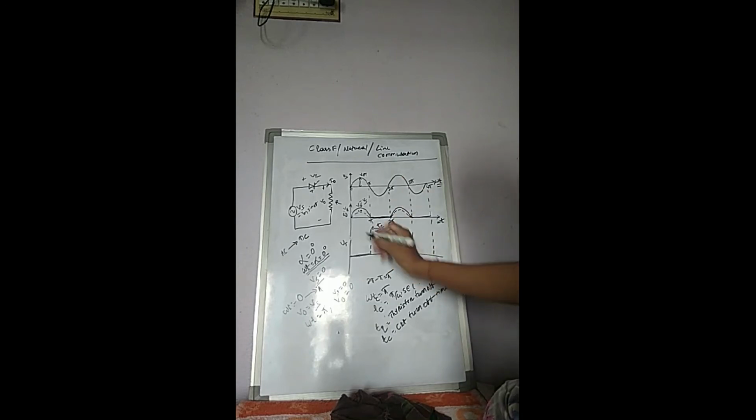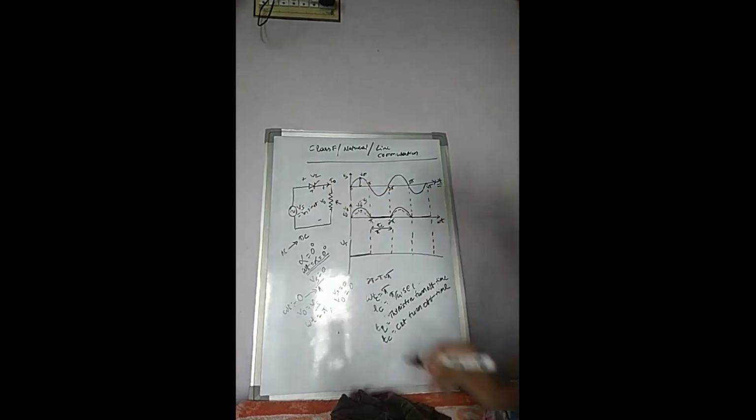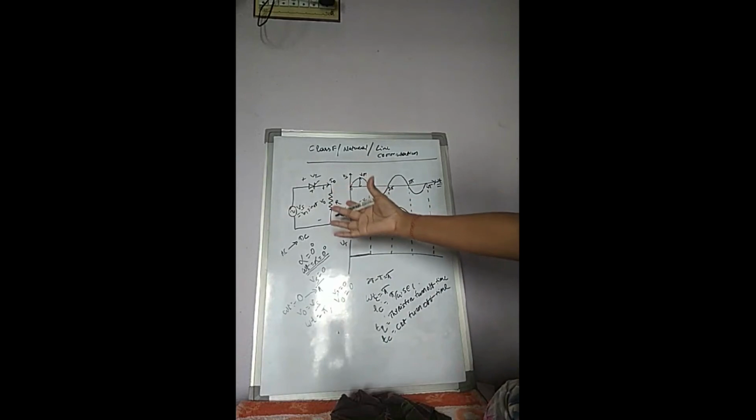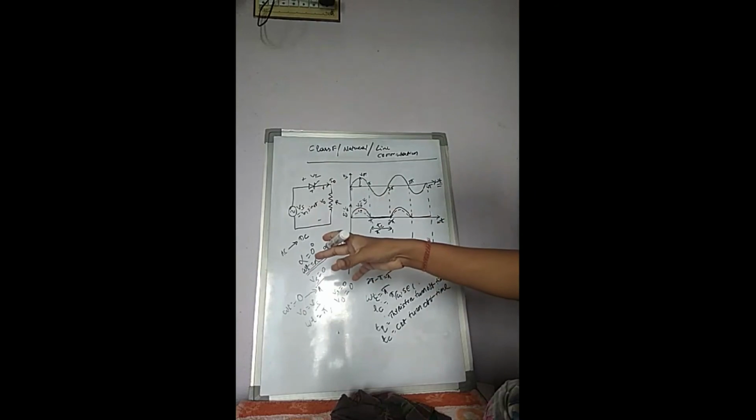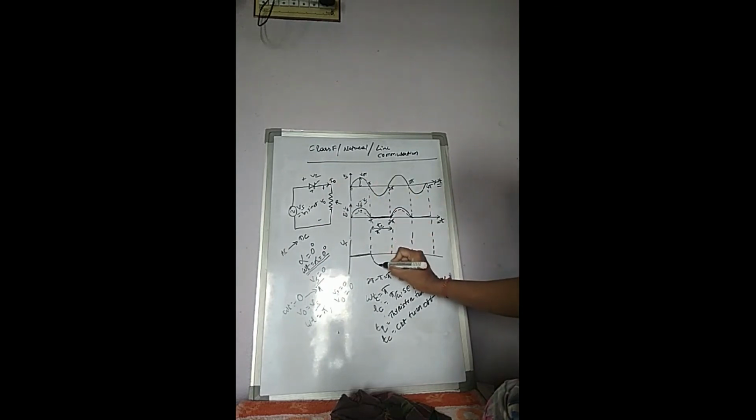When the device is in off state, or in the blocking state, it will block the voltage. There is a maximum blocking voltage across the device. How much voltage will it block during the reverse half cycle? Whatever supply is given, that amount of voltage is blocked by the device. That means whatever is the supply, this waveform comes here. Its magnitude is minus Vm.